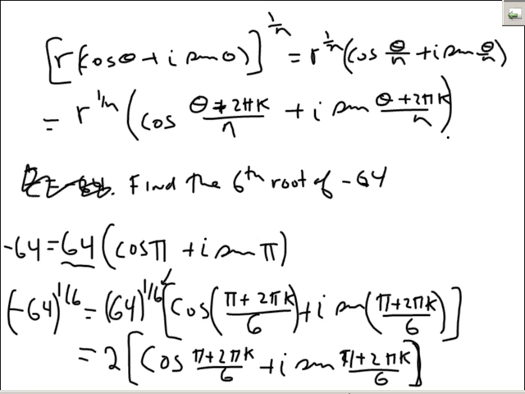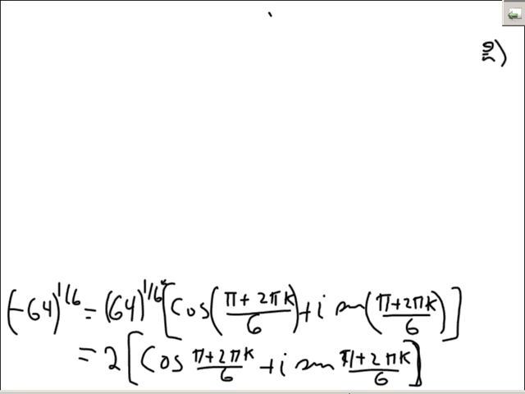Now, we just let k be 0 through 5. Because if you let k be 6 or 7 or 8, then it's going to be repeated answers. Make sure you see that. Let k be 0 through, you want the sixth root, so let it go up to 1 less than 6. Let it go to 5.